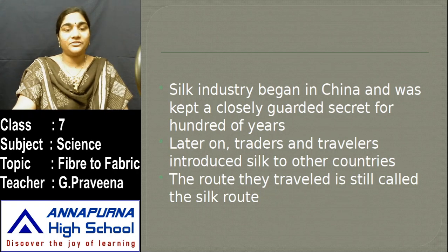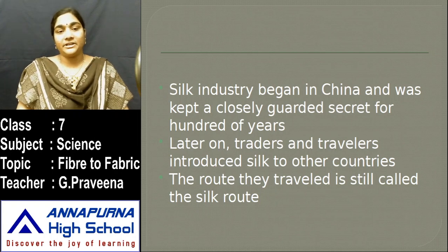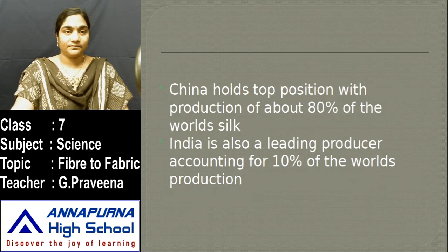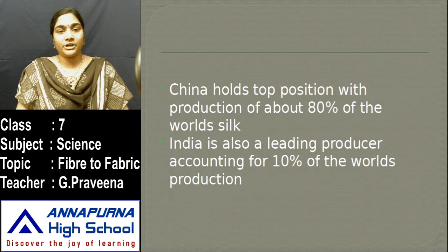The silk industry first began in China and was kept a closely guarded secret for hundreds of years. It was not known to anyone. Later on, traders and travelers introduced silk to other countries. The route they traveled is still called the silk route. China holds the top position with production of about 80% of the world's silk. India is also a leading producer, accounting for 10% of the world's production. This is how silk was discovered.